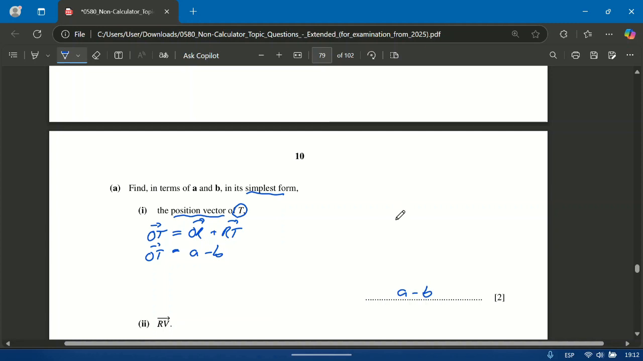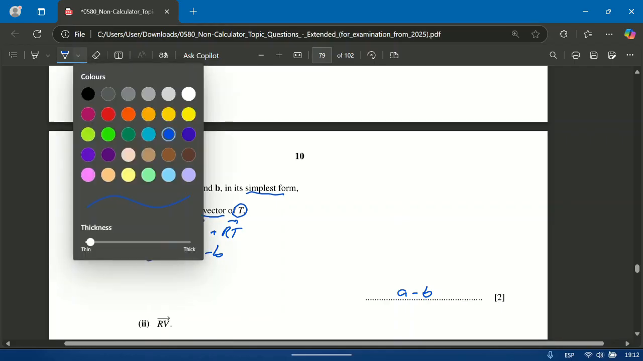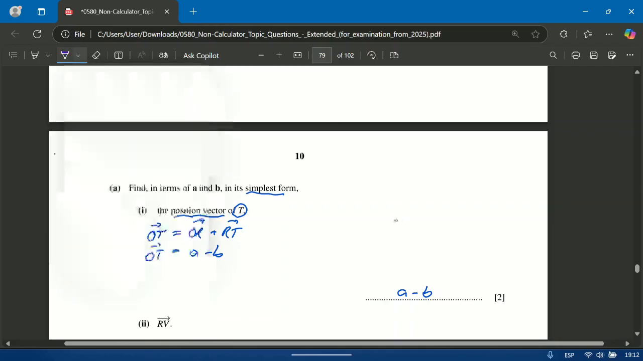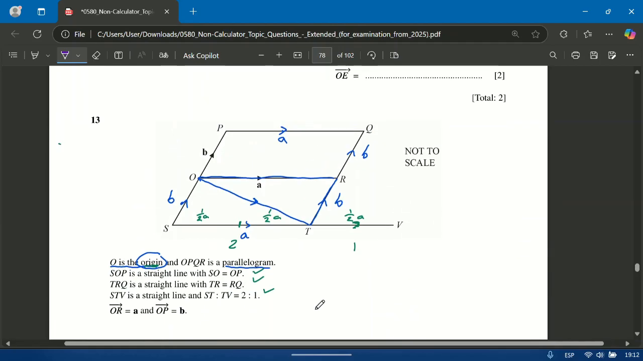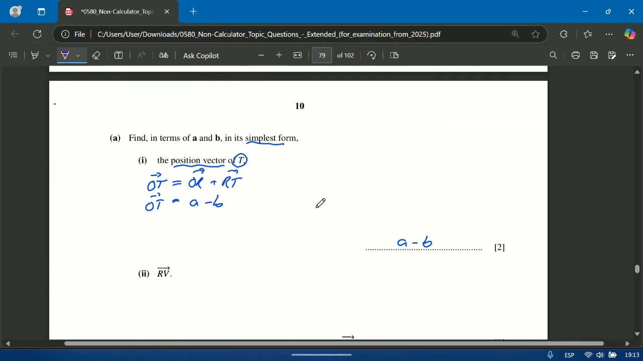Sorted. Next one is RV. Okay, so RV goes from there to there, like so. Okay, let's just clear this now because it's not relevant anymore. Okay, again, we're going to follow a path that we know. So RV is RT plus TV. Let's just write that down.